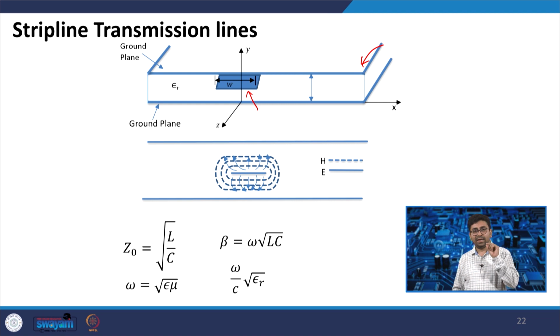An electromagnetic wave will travel. You can see the electric field, which is shown by the thick line, and the magnetic field, which is shown by the dotted line. The electric field will be from signal to ground, and around the electric field there is a magnetic field. There is a TEM wave, transverse electromagnetic wave, which will travel over the stripline. For a lossless line you can get Z naught, L by C, beta, omega, and all these equations you can use for this stripline transmission line.